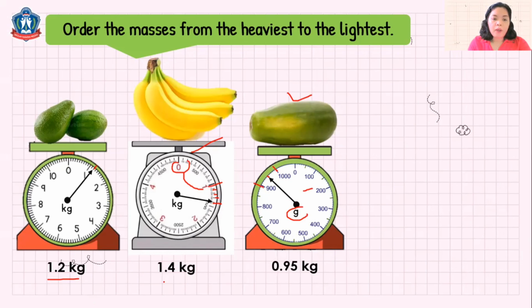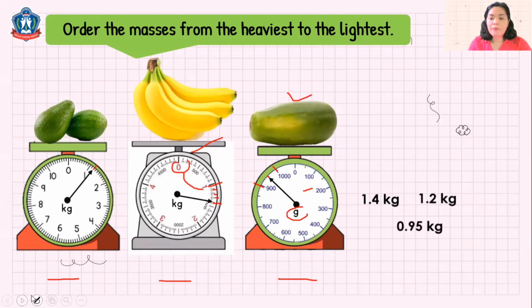Now, again, when we order, make sure we use the same kind of unit of measurement. So the heaviest is the banana, followed by the avocado and the papaya. So this is the correct order of the 3 masses with different weighing scales.